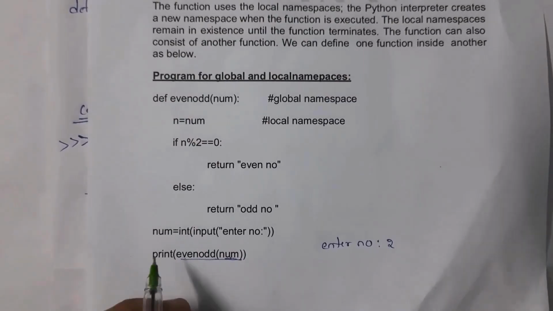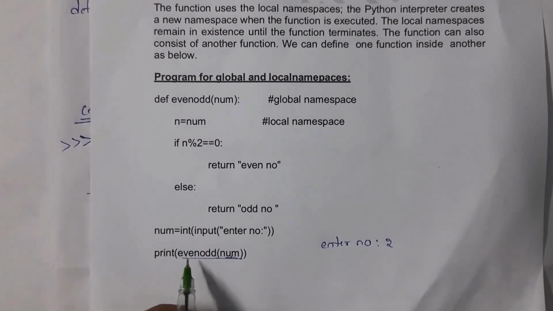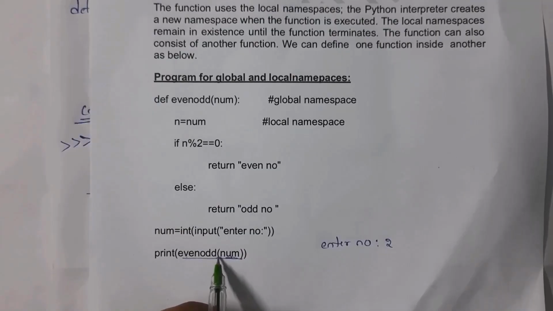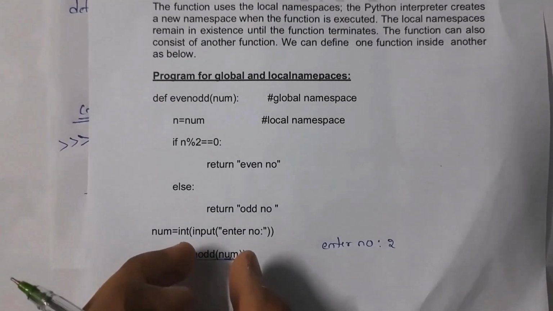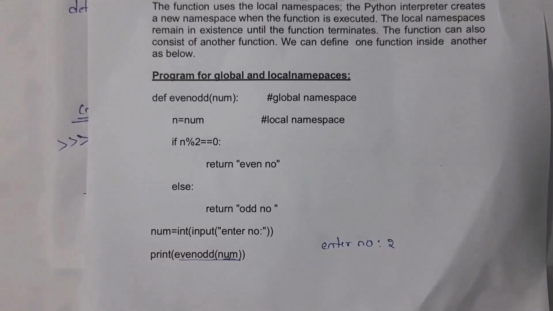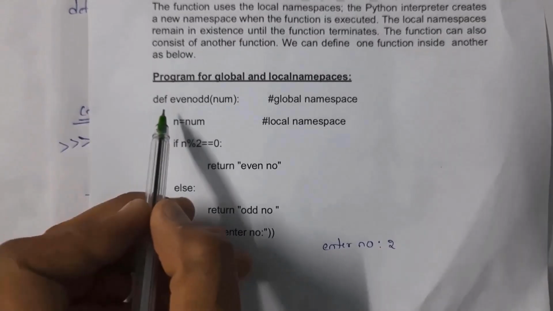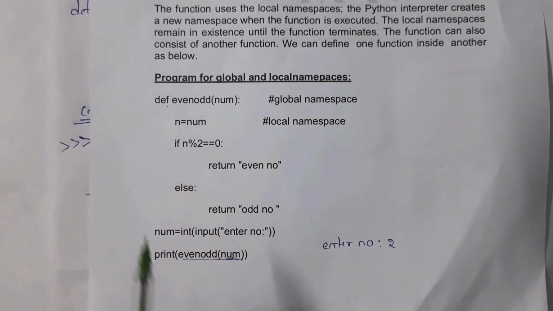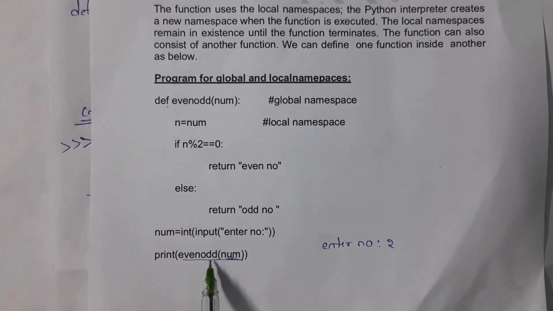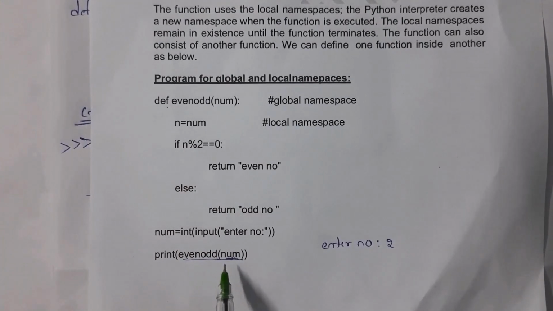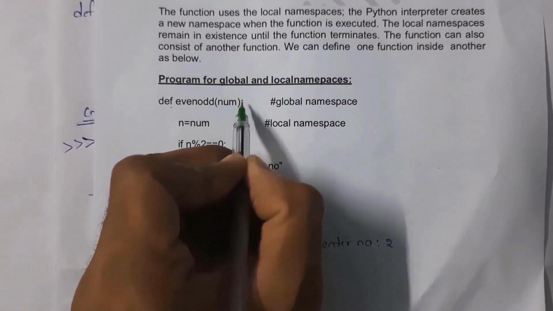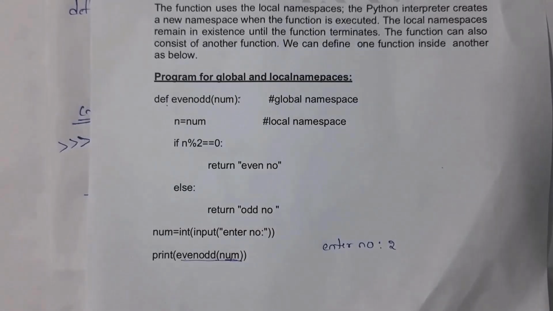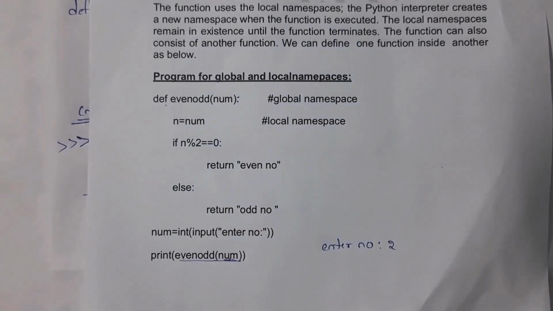So inside this print I wrote even odd num, where even odd is a function. Inside this I wrote a variable that is nothing but num. This is a function. I am writing separate code inside this function. So at first I wrote here def, define. This function name is even odd. This function contains only one argument, that is num. So I wrote here even odd num. Now inside this I am writing separate code in order to print whether the number is even or odd.